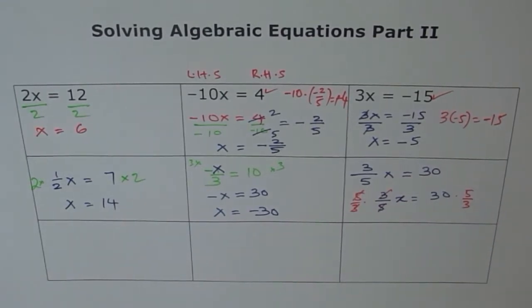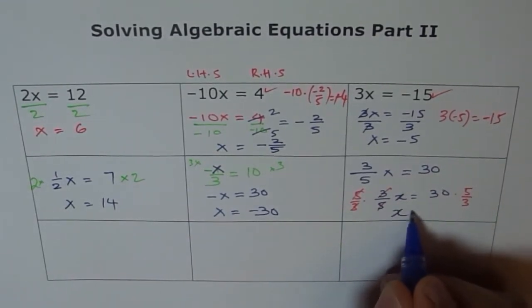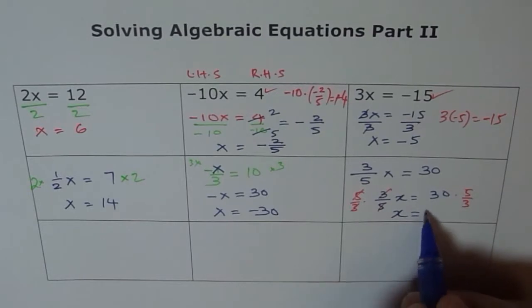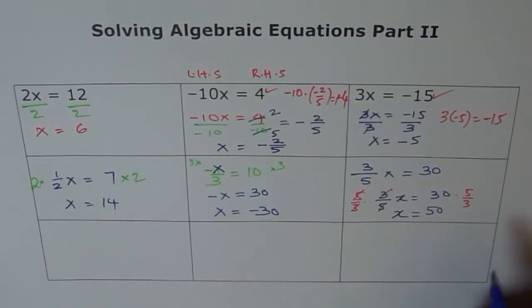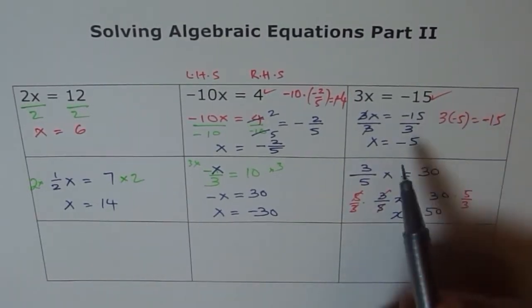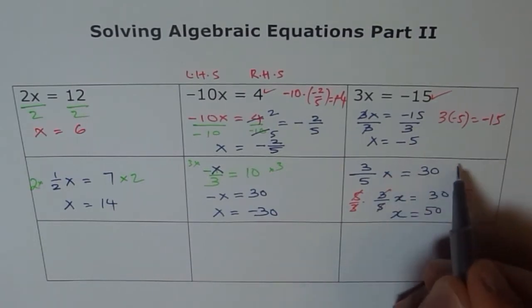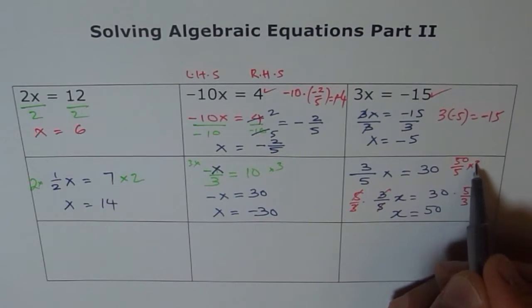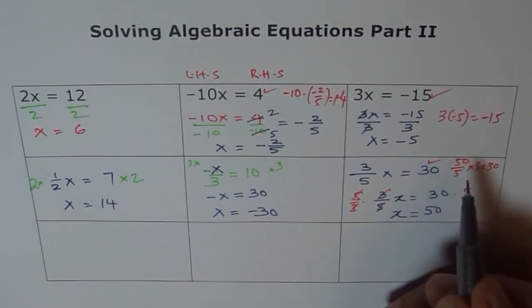Correct. Yeah. So you got x here. What do you get here? When you divide 30 by 3, you get 10. And 10 times 5 is 50. 50. Does it make sense? Let's check. If I put x as 50, then what is 50 divided by 5? 10. And times 3 is how much? 30. So we got our answer.